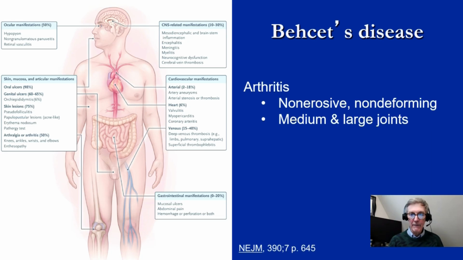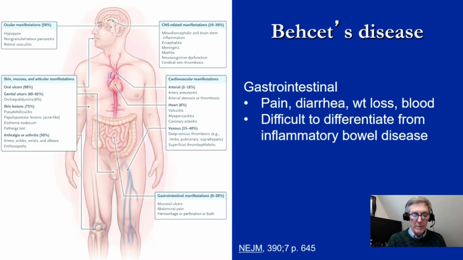Patients can have an arthritis, which is non-erosive, non-deforming, and primarily involves the large and the medium joints. There can be GI involvement with abdominal pain, diarrhea, weight loss, bleeding from the stool. This is sometimes difficult to differentiate from inflammatory bowel disease.